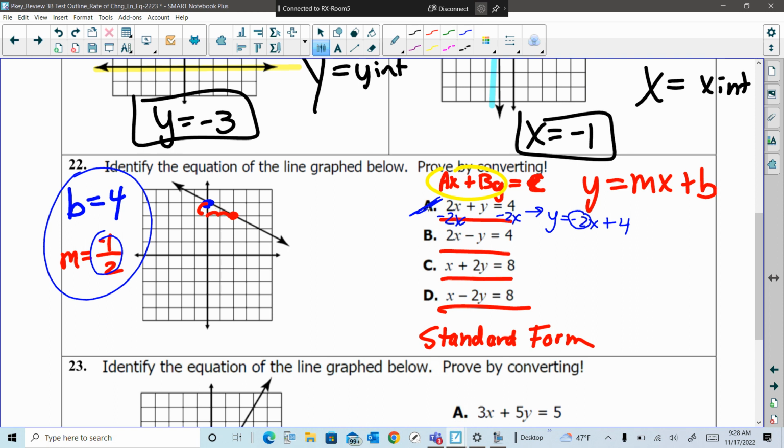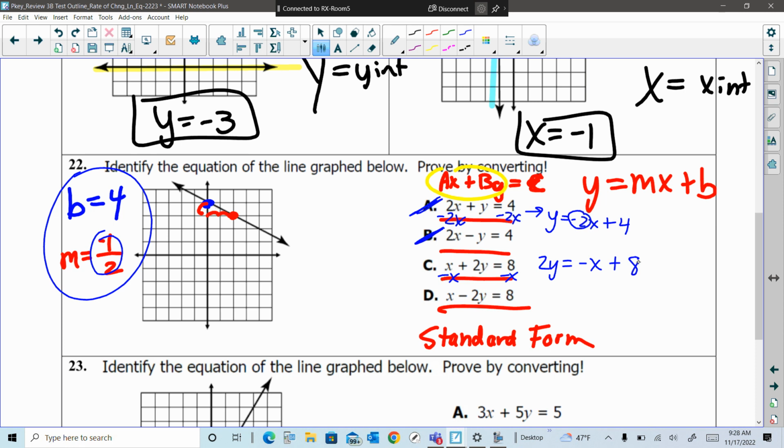Can I pick B? Should I? No. Do y'all see how these are the same, but they just changed the sign? Because this would end up being a positive 2x. So I'm going to cancel out B. Now I need to check C. So it would be minus 2y equals negative x plus 8. Yep.